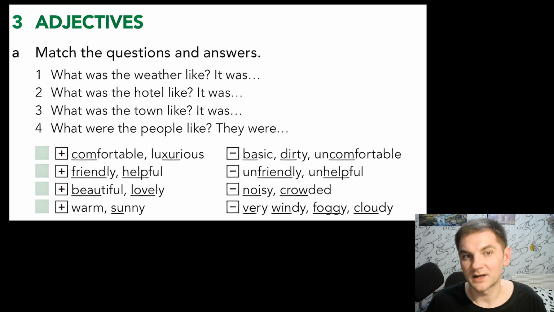Part 3, Adjectives. Match the questions and answers. What was the weather like? It was... What was the hotel like? It was... What was the town like? It was... What were the people like? They were... and so on. Here we have comfortable, luxurious, basic, dirty, and so on. So try to match them, then listen and check and learn all the words. Let's go.